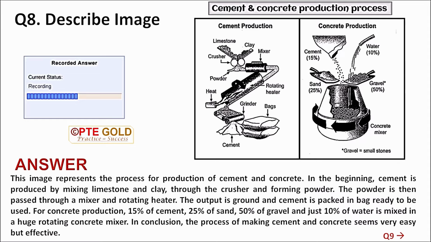For concrete production, 15% of cement, 25% of sand, 50% of gravel, and just 10% of water is mixed in a huge rotating concrete mixer. In conclusion, the process of making cement and concrete seems very easy but effective.